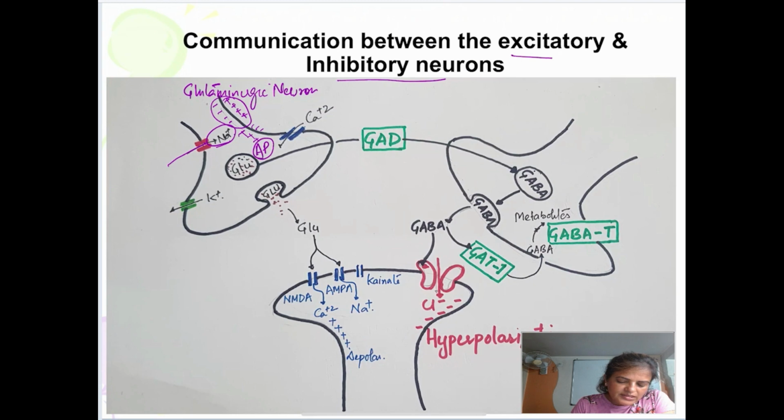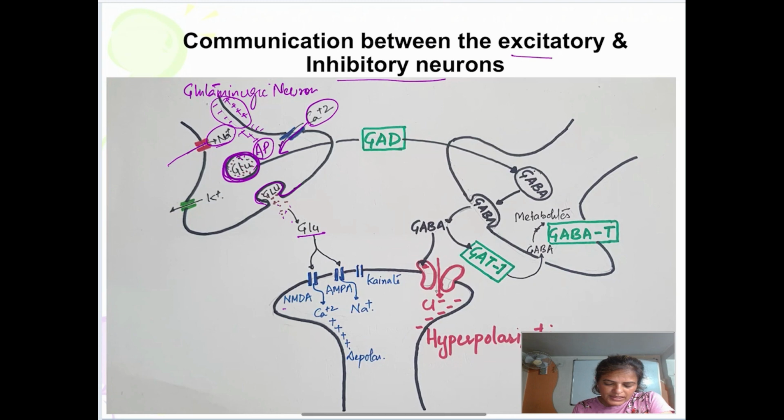Once this is generated, then there is an inward movement of calcium. This movement of the calcium is going to act on the storage vesicle, where glutamate, GLU, the glutamate neurotransmitter, is stored. Once the calcium enters, it causes a fusion of this vesicle with the neuron, and ultimately the glutamate is released over here.